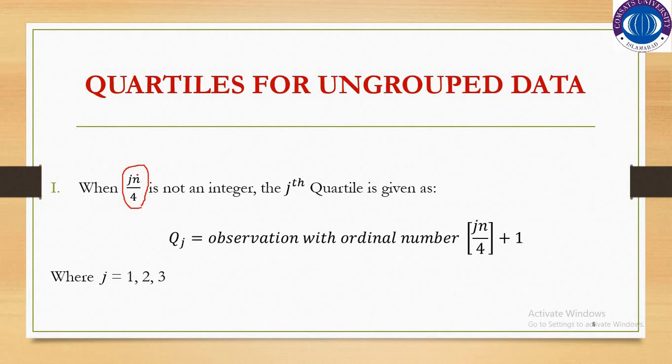When you substitute 1, it means you are going to calculate the first quartile. When you substitute 2, that means you are going to calculate the second quartile. And when you substitute j is equal to 3, that means you are going to calculate the third quartile. So let's suppose we have the data 3, 4, 6, 10, and 12. Let's suppose these are the marks of the students.